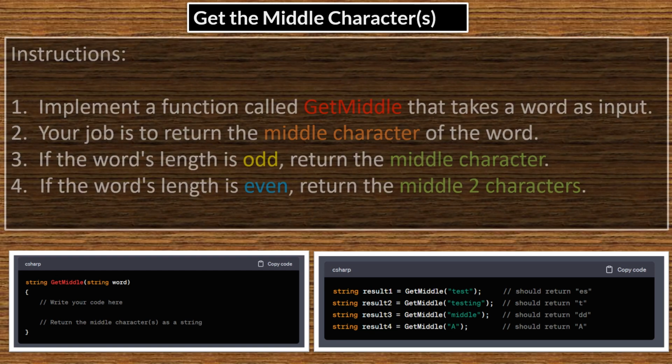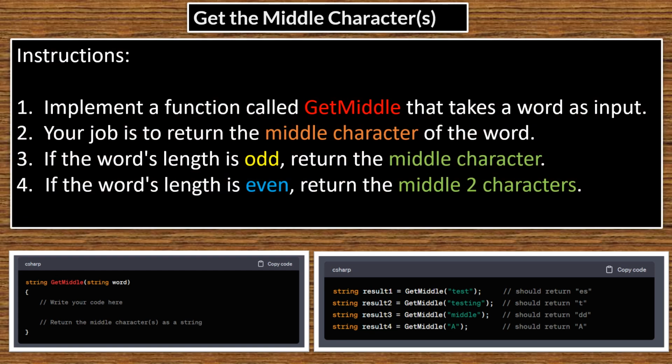Here it is. Implement a function called getMiddle that takes a word as input. Your job is to return the middle character of the word. If the word's length is odd, return the middle character. If the word's length is even, return the middle two characters.